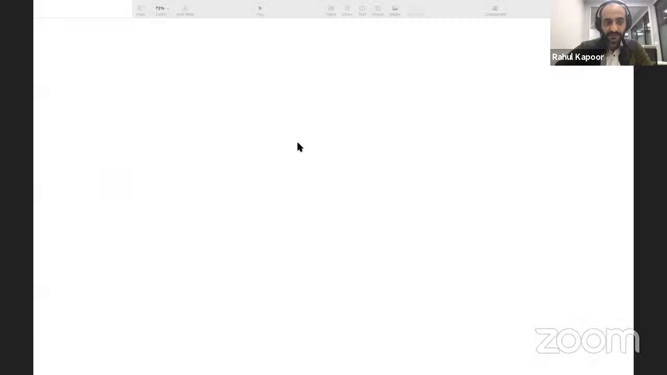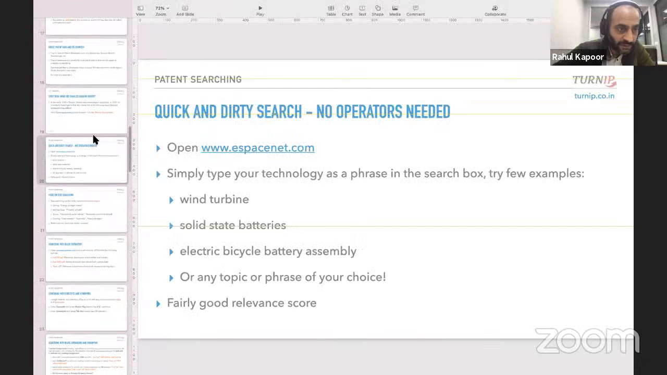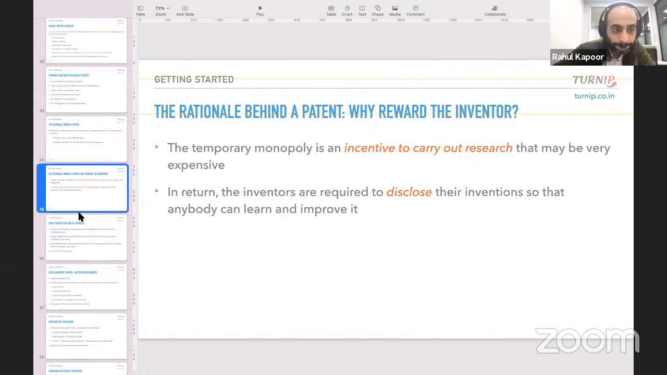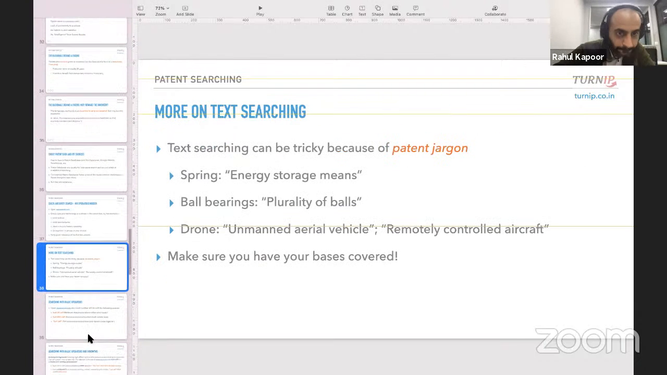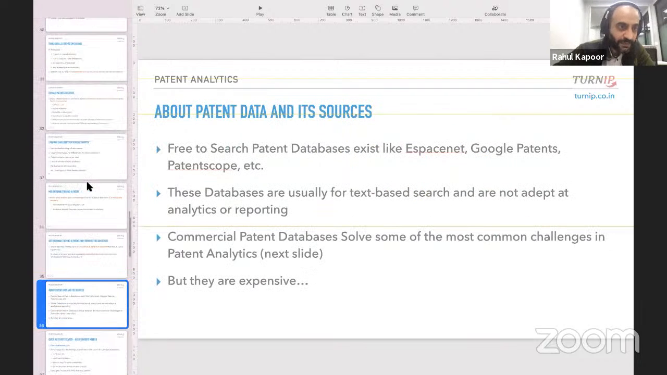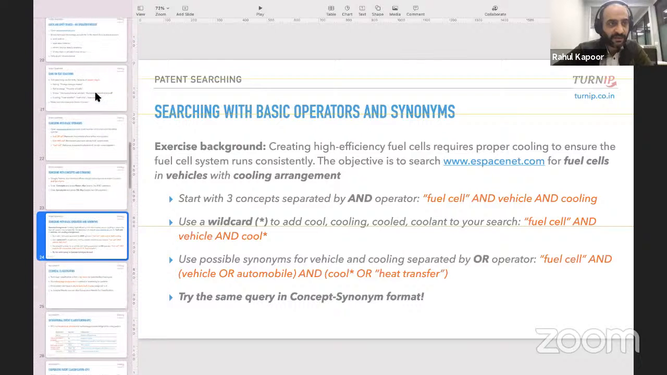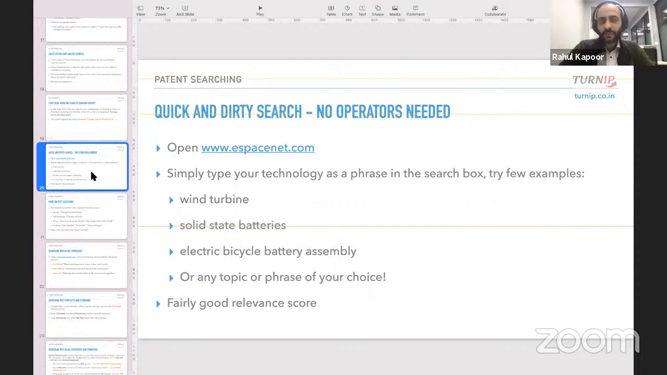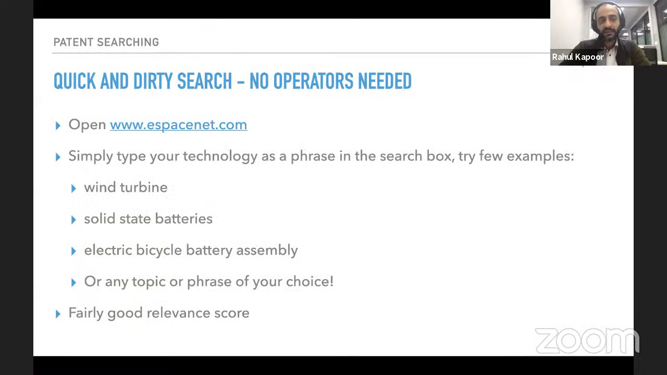Let me see one slide that I thought I would show you. I cannot find it right now, but that slide was basically on when you have to do, for example, an infringement lawsuit. Then you have to hire a very specialized patent searcher, because the stakes are high and you want to make sure you don't miss any prior art. You do a very comprehensive search, because that's a totally different ballgame.